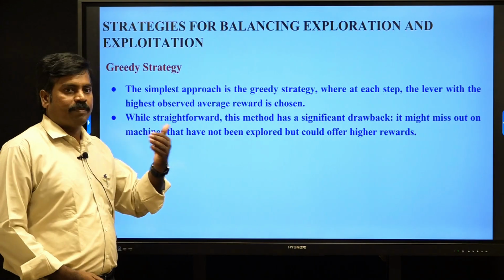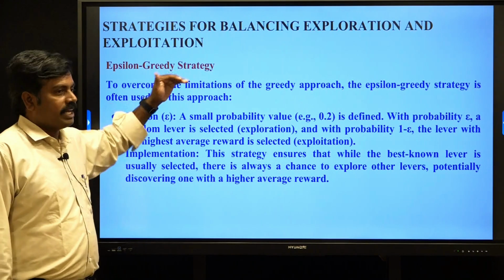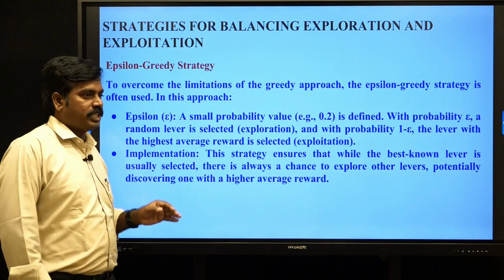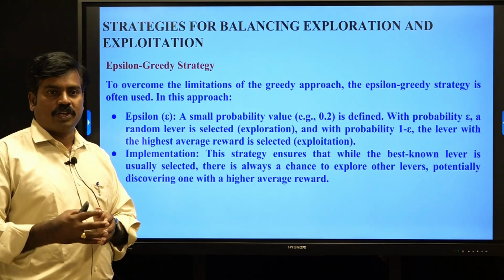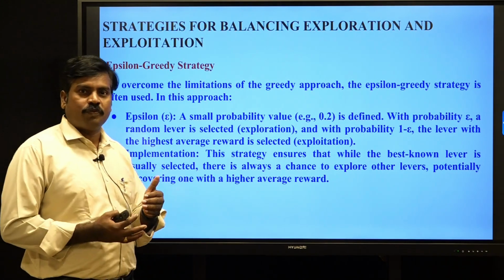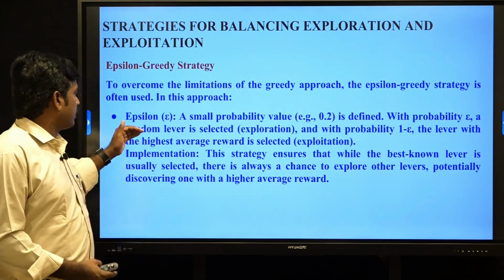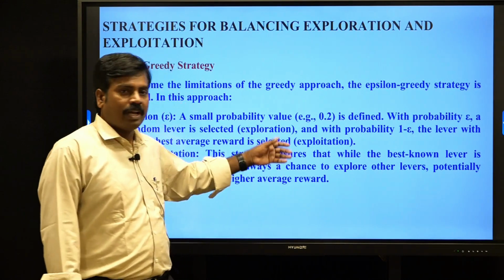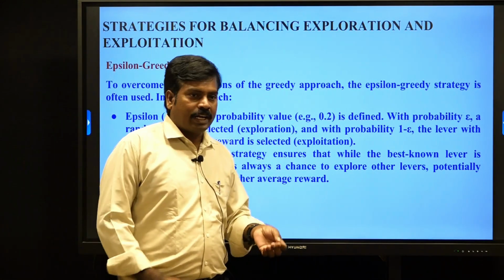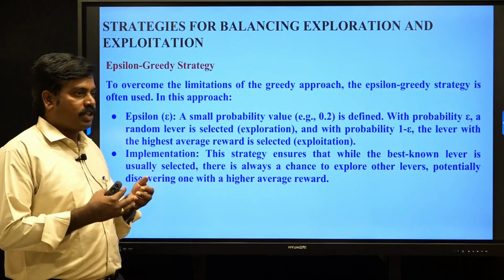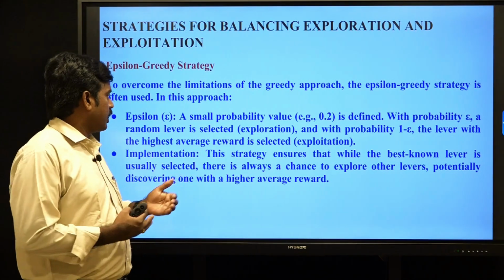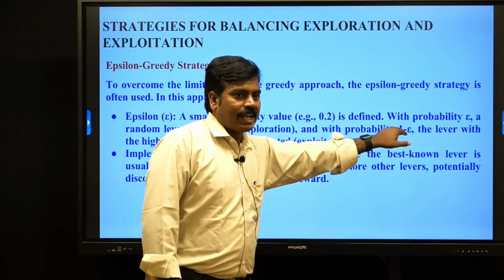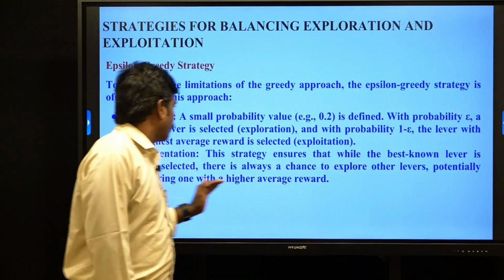So we go to a better approach, the epsilon greedy strategy. In this epsilon greedy strategy, less time is focused on exploration and more time on exploitation. Epsilon means a small probability value. We define some small probability value, like 0.2. With that probability it focuses on exploration, finding the payout values of new missions, and with probability 1 minus epsilon it focuses more on exploitation.